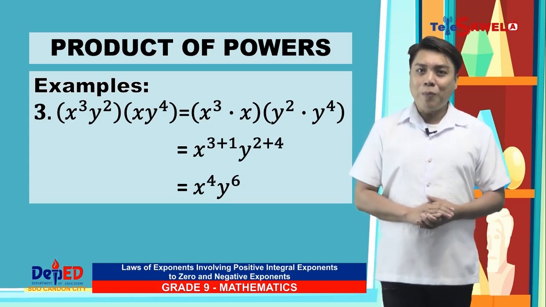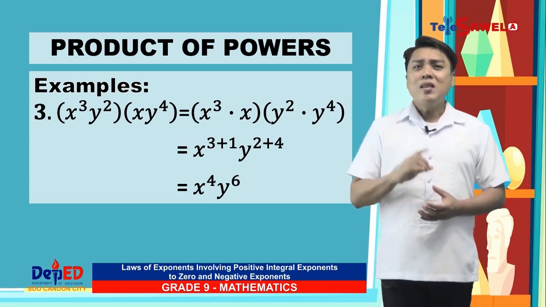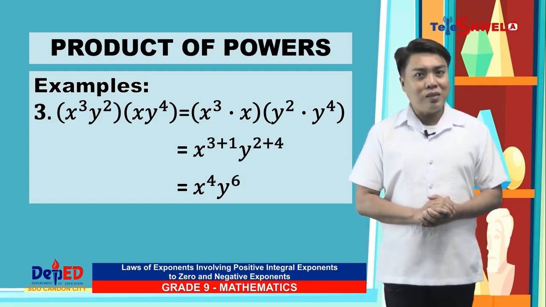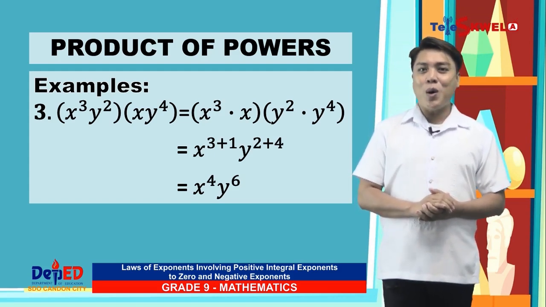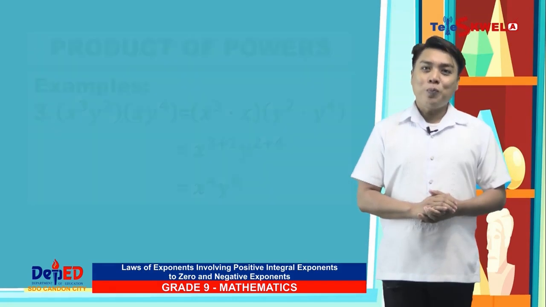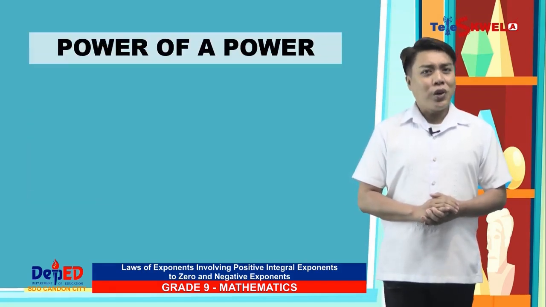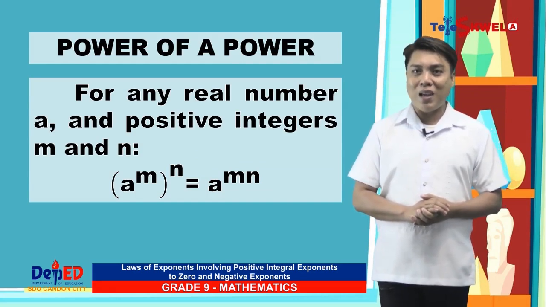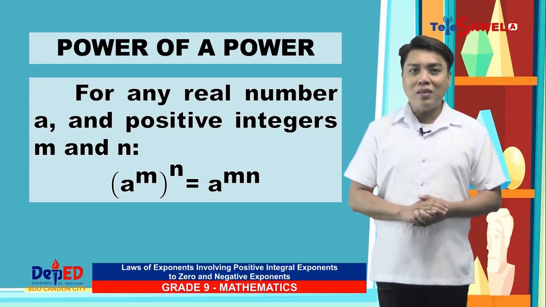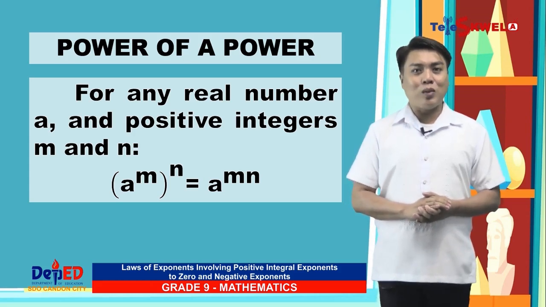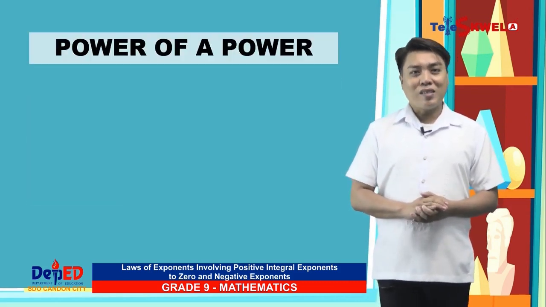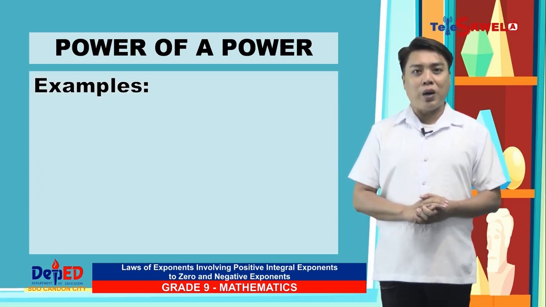Remember that in applying product of powers, simply multiply the numerical coefficients, copy the same base, then add the exponents. For power of a power, for any real number a and positive integers m and n, the quantity a raised to m raised to n is equal to a raised to mn. Examples for power of a power.